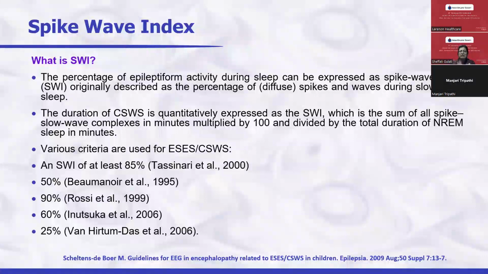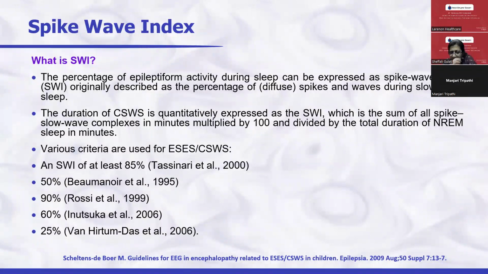We need to understand the spike wave index. What is the spike wave index? This is the percentage of epileptiform activity during sleep, originally described as the percentage of diffuse spikes and waves during slow wave sleep. The duration of CSWS is quantitatively expressed as the SWI, which is the sum of all the spike slow wave complexes in minutes multiplied by 100 and divided by the total duration of non-REM sleep.